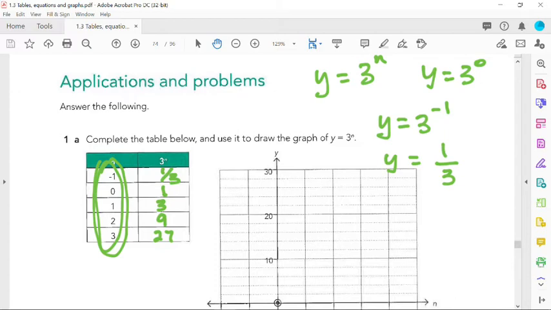Okay, so now what we want to do is we want to graph those, right? So negative 1, it's 1/3. So go to the left 1 and up a tiny bit. For 0, it's 1. So there it is. We knew it was going to go through 0, 1.